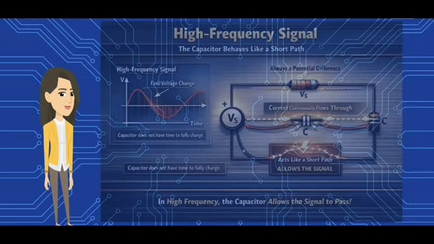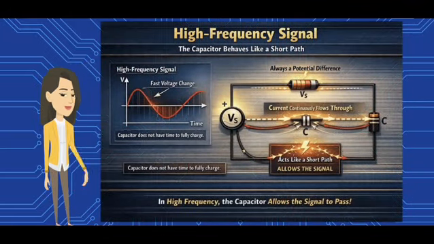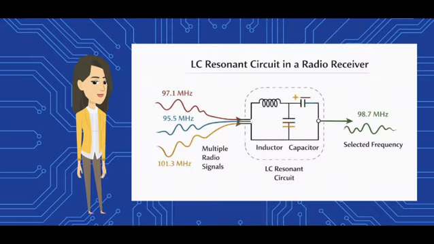Now consider high-frequency signals. High frequency means the voltage changes very fast with time. Because the voltage changes very fast, the capacitor does not get enough time to fully charge. Its voltage cannot catch up with the source voltage. So what happens? There is always a potential difference between the source voltage and the capacitor voltage. Because of this potential difference, current continuously flows through the capacitor. That is why we say, for high-frequency signals, the capacitor behaves almost like a short path and allows the signal to pass.